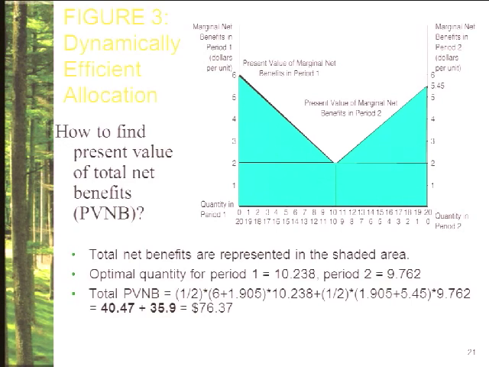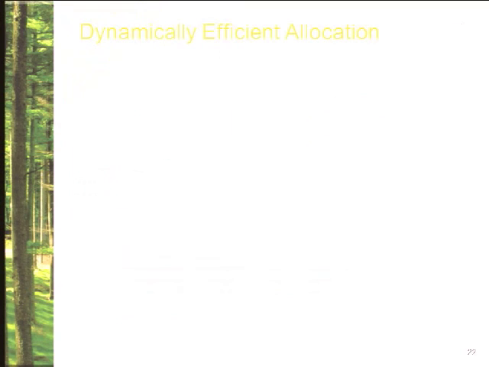So like static efficiency, dynamic efficiency guarantees that you get the greatest amount of present value net benefits. So the dynamic efficiency rule, the allocation between the two periods, is the allocation that gives you the highest benefits in the sense of most present value willingness to pay minus present value marginal costs. That's what it does.